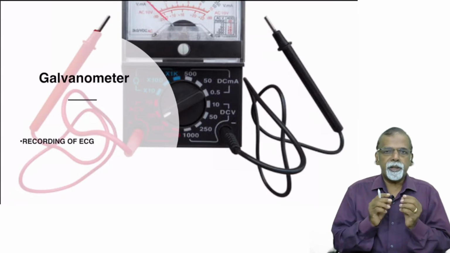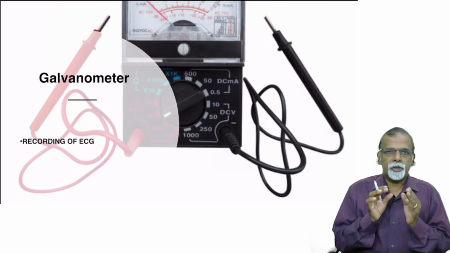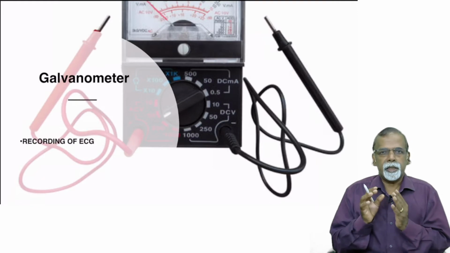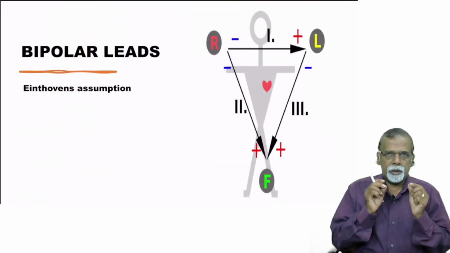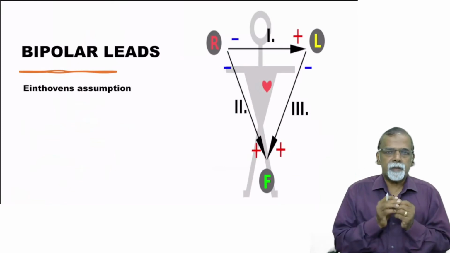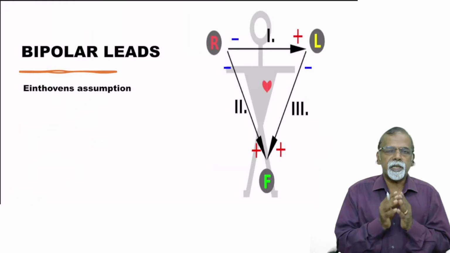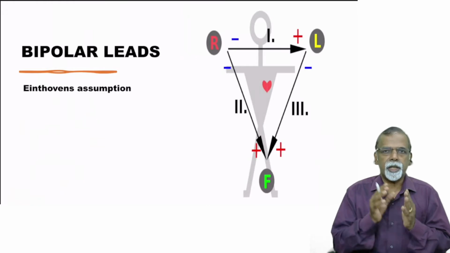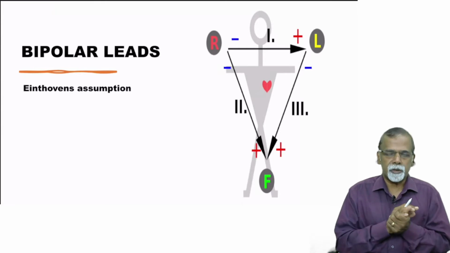And for a galvanometer, there should be an exploring electrode, which is the positive pole of the electrode, and there is a negative pole. So, when connections are made like this, they are called bipolar leads. Bipolar leads means it has a positive pole and a negative pole, and the positive pole is the exploring electrode.